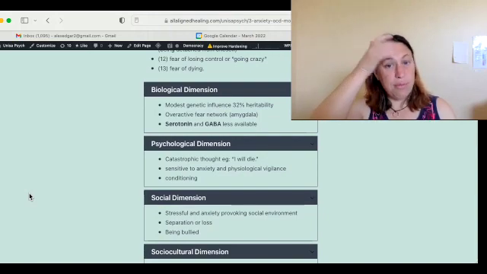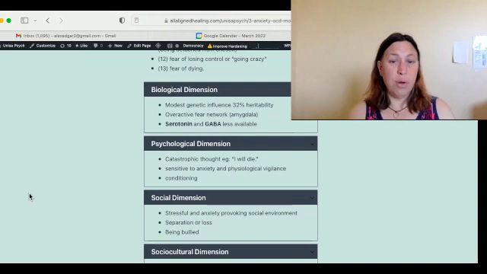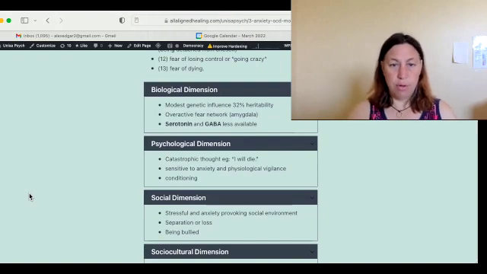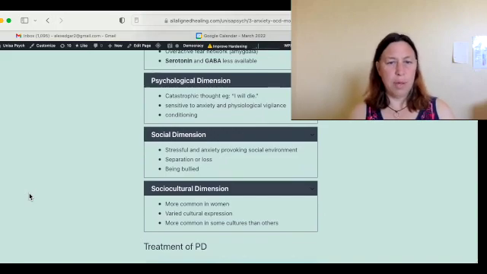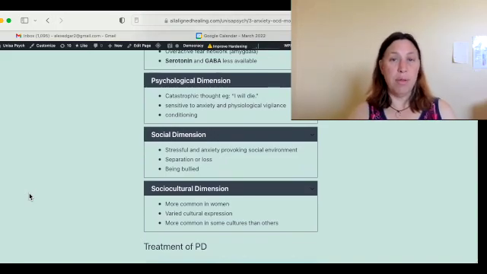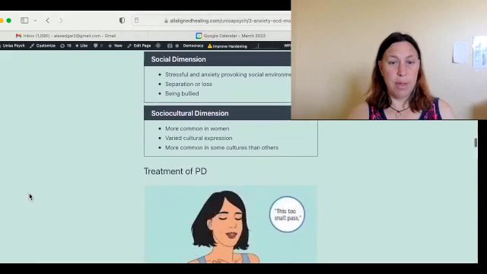Okay, so triggers are stressful in society, a stressful anxiety-provoking social environment. So fear is conditioned. Separation or loss. So that being isolated is very scary. Being bullied or social conflict. Sociocultural expression, more common in women. Varied expression, more common in some cultures than others. Treatment.